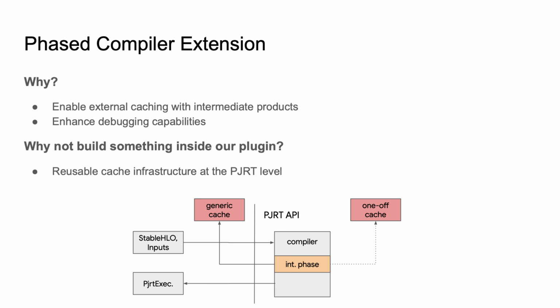Why not build something inside of our plugin? There are a lot of compilers that have an in-memory cache for those intermediate products that it then leverages throughout the compiler lifecycle. Why did we not want to do that? The answer is that we have multiple different plugins. We don't want to implement it for all of those different plugins separately.